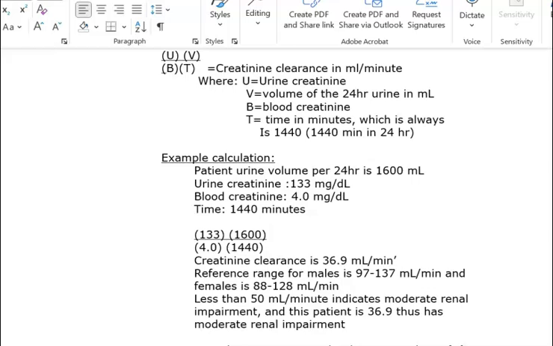The reference range for males is 97 to 137. For females, it's 88 to 128. Anything less than 50 milliliters per minute indicates moderate renal impairment. So this patient at 36.9 thus shows moderate renal impairment.